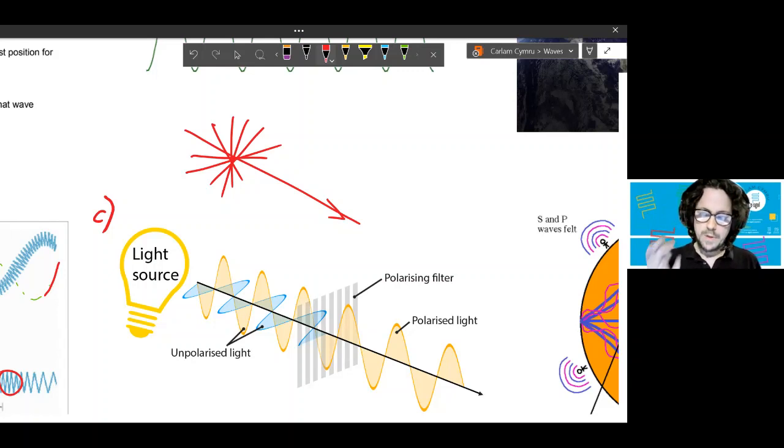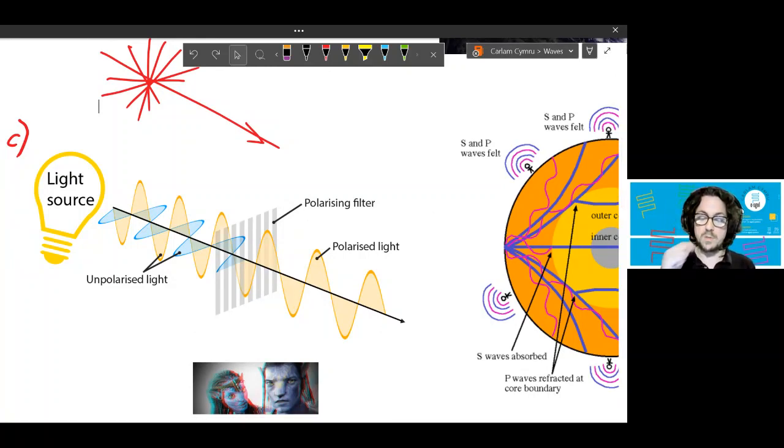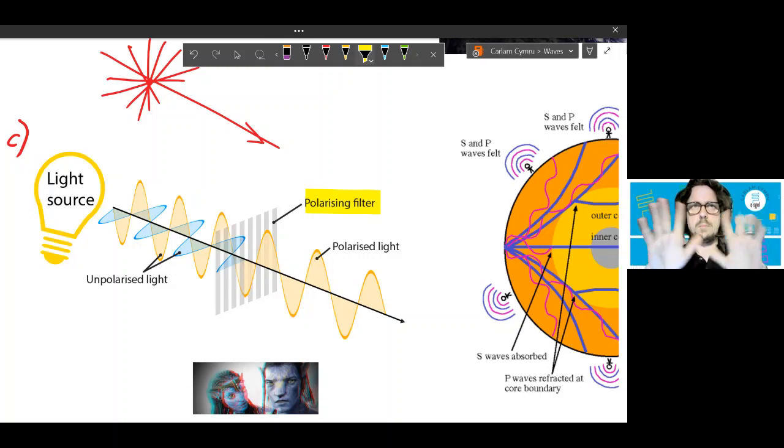Now, when we talk about polarization, what we mean is that those oscillations are filtered into just one direction. And if you look just here, you can see that in this diagram, if I have a light source and I polarize that transverse wave, I can do that by using something called a polarizing filter, which you can see just here. Now, that polarizing filter is like a series of slits that will essentially cancel out and block any light oscillating in any direction other than in the orientation of that polarizing filter.